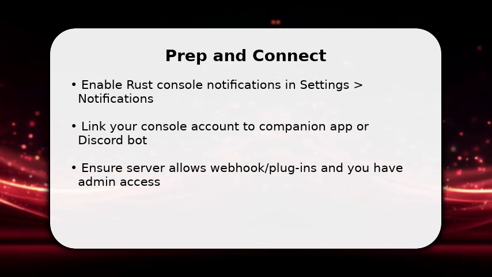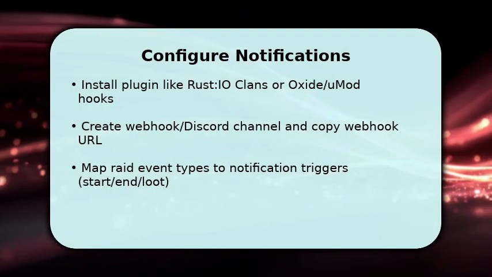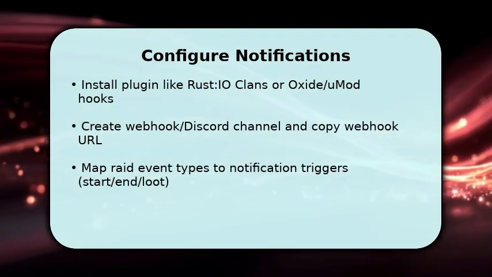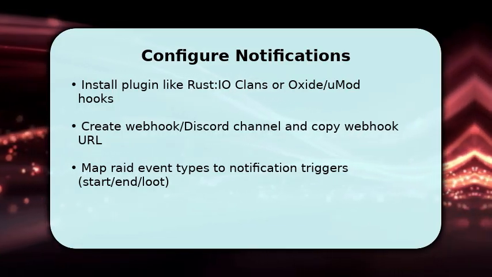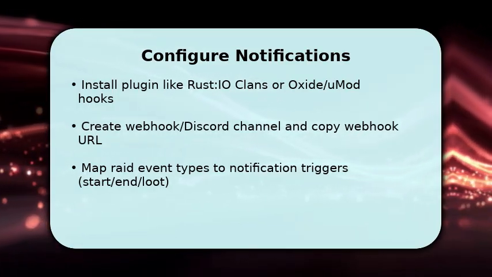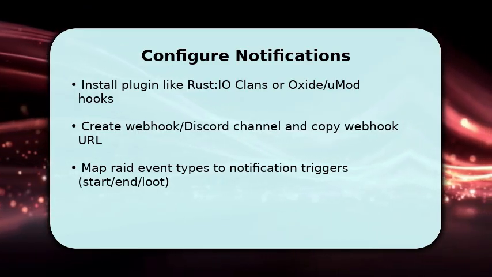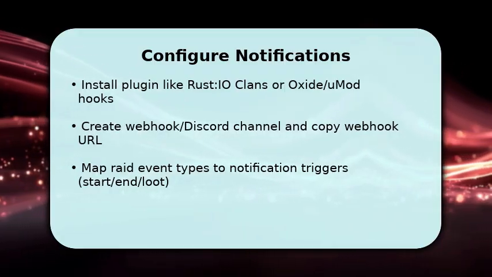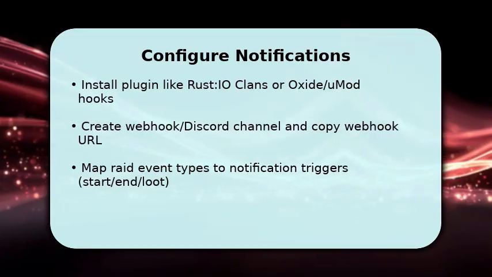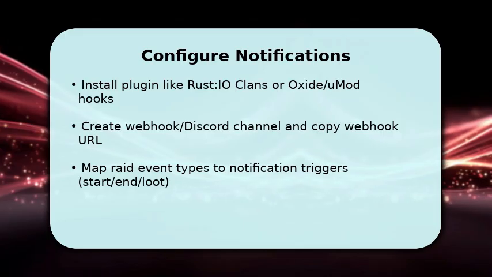Now you configure the server-side pieces that generate the alerts. Install a compatible plugin, umod/oxide, or use Rust IO features. These expose RAID events. Create a webhook target, usually a Discord channel or third-party app, and copy its URL into the plugin settings. Map specific RAID events such as RAID start, progress, and completion to notification triggers so you don't get spam. Make incremental saves and test each mapping. This ensures you only receive the important.